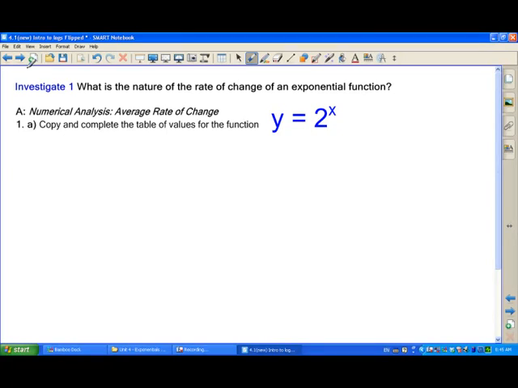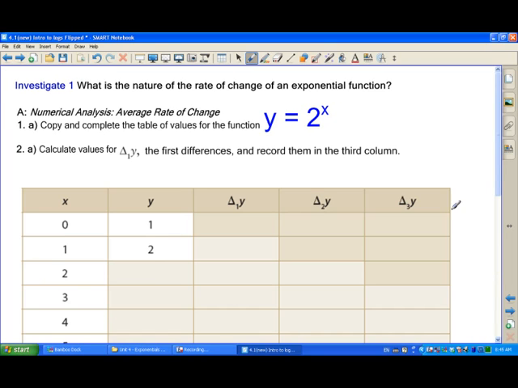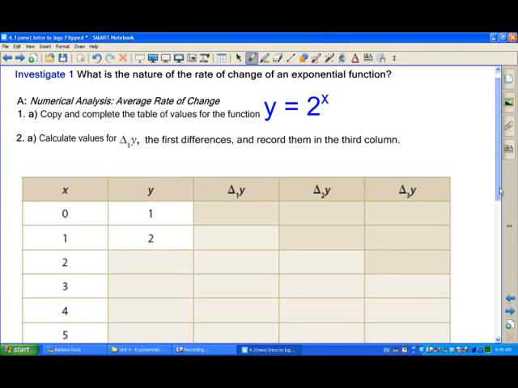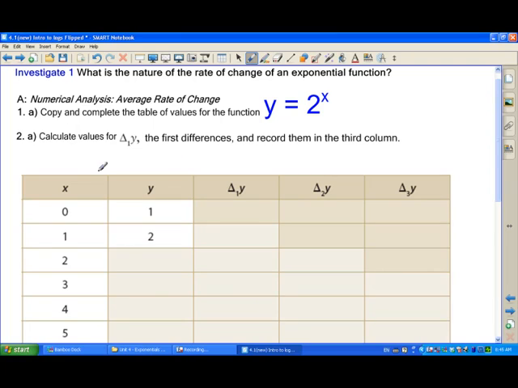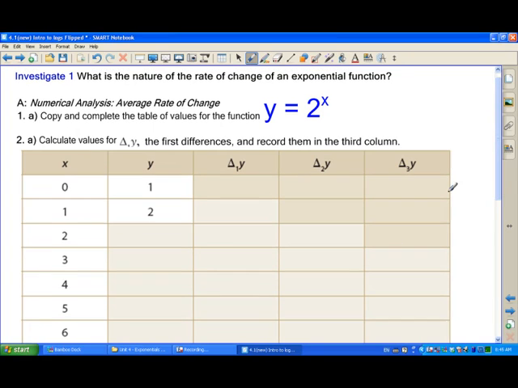So we want to just quickly examine the exponential function y equals 2 to the power of x. And we'll be looking at average rate of change with respect to this function. So what I'd like you to do is complete a table of values for this function. You can see I've started my table of values here. I'm going up to x equals 6 from 0, and filling in my answers as I go.